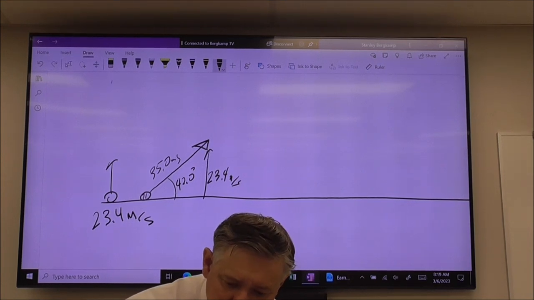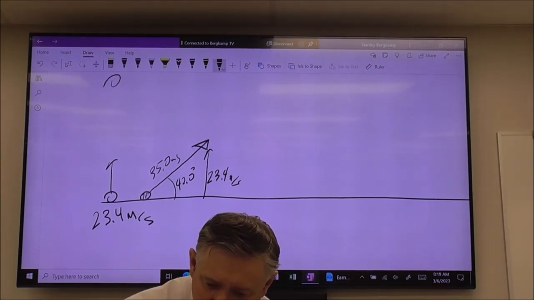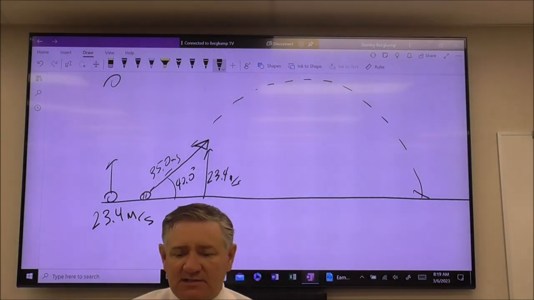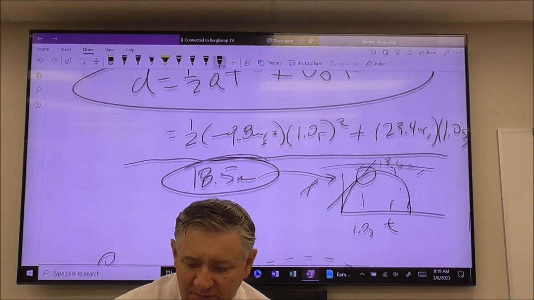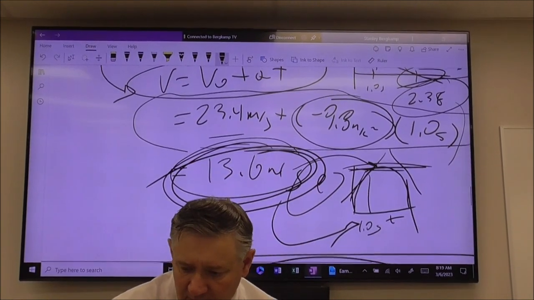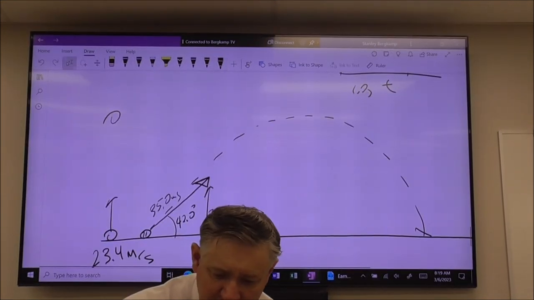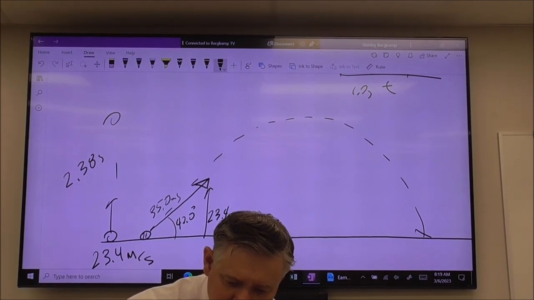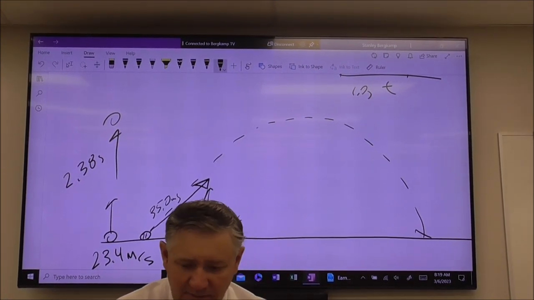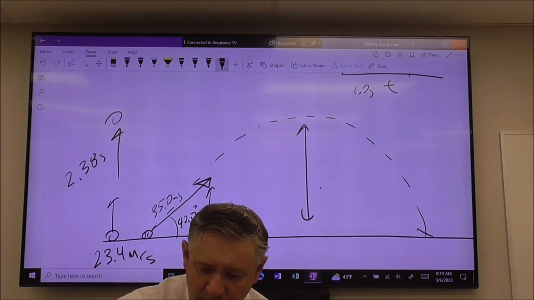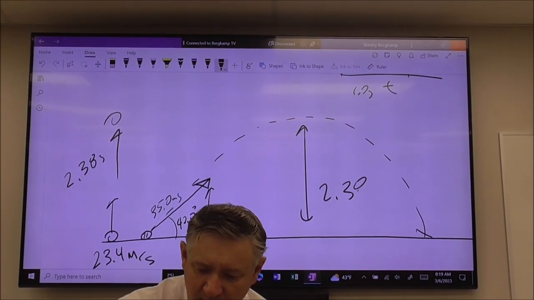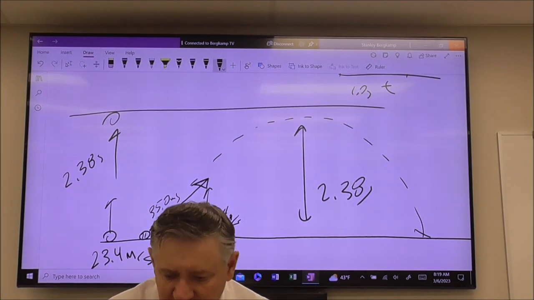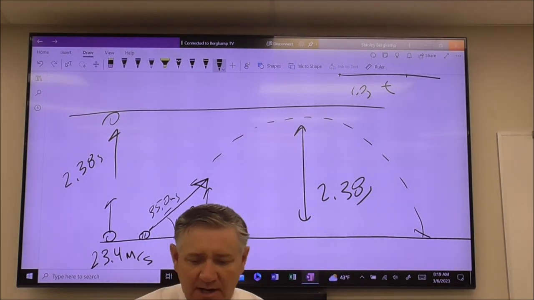What you would see is that both of those would hit the exact same maximum height at the exact same time. Both of them would take, whatever that time was, 2.38 seconds to reach the maximum height, okay? It's the exact same. You could not tell the difference between the two of them. They are both going to reach the exact same maximum height.